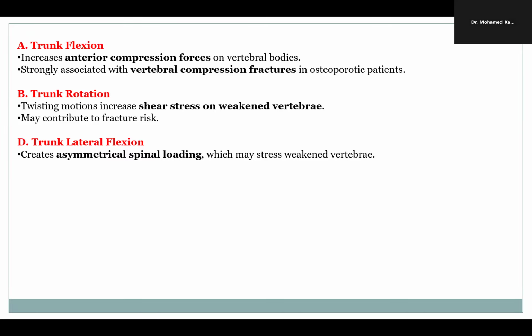This was the question for today. Very simple, but we need to think about which exercise is safe, which exercise might be contraindicated, and might be increasing the risk of complications.